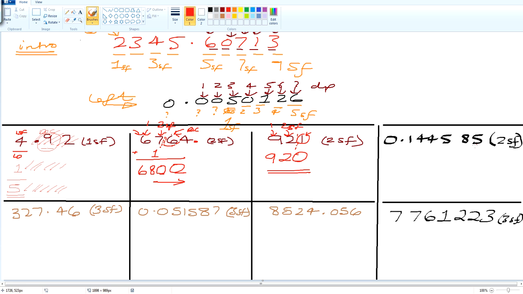Here comes the next question. Remember, we always start from the left-hand side. Is this my first SF? 0, no. What about the 1? Yes, this is my first SF. This is my second SF. So I think things back to front.